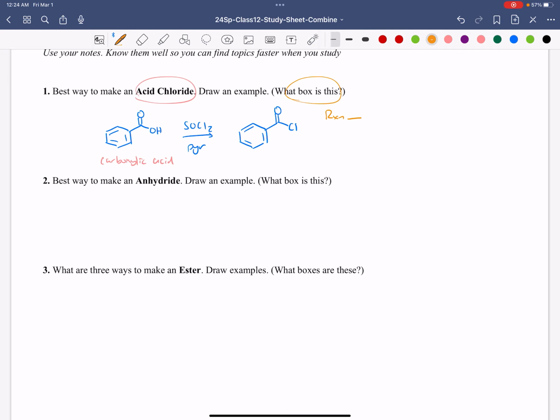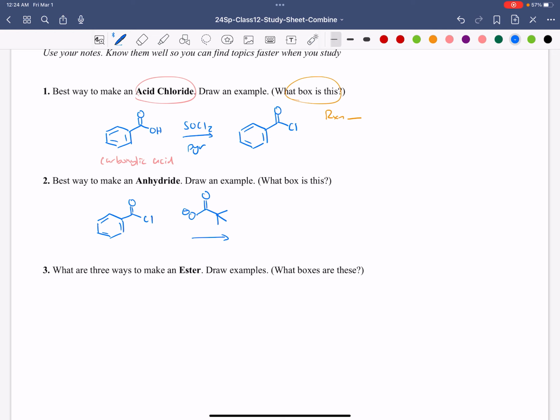And the second task is the best way to make an anhydride. That's from the acid chloride. So I'm going to use the same acid chloride that I just made, and I'm going to use it to make an anhydride. The anhydride I want to make, let's make it with, we call this a tert butyl group. Okay, is that all we need? Yeah.